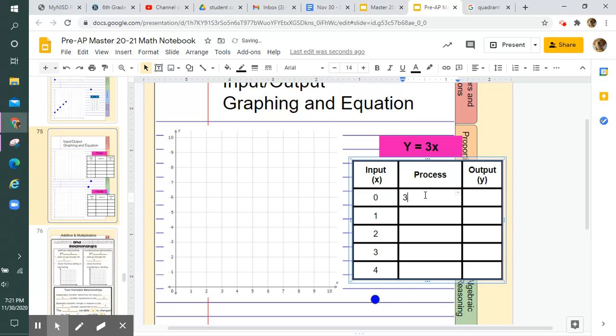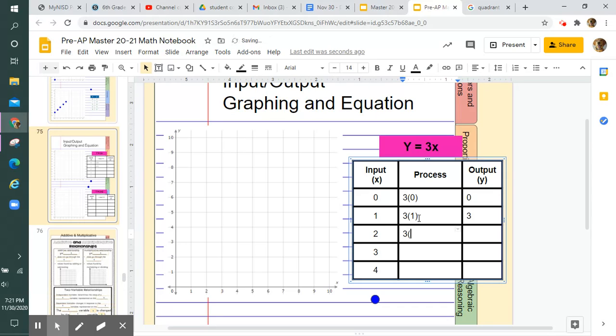Okay. So we're doing 3 times our new x value, which is 0. So 3 times 0 gives us an output of 0. Okay, so we're going to move on to the next one. So we're going to do 3 times our new x value, which is 1. And 3 times 1 gives us our output of 3. We're going to keep going.